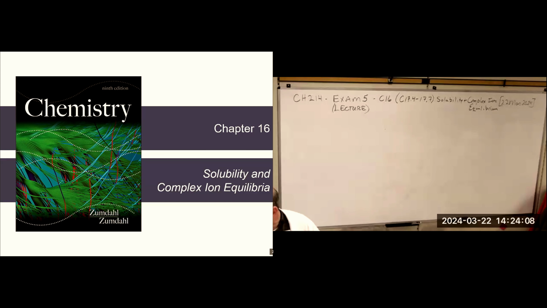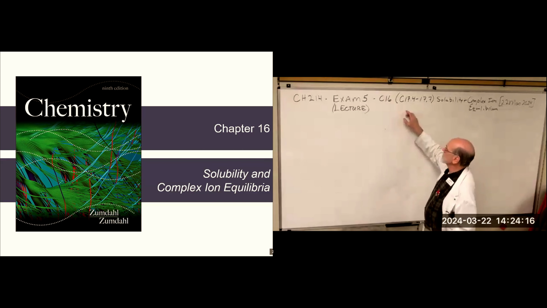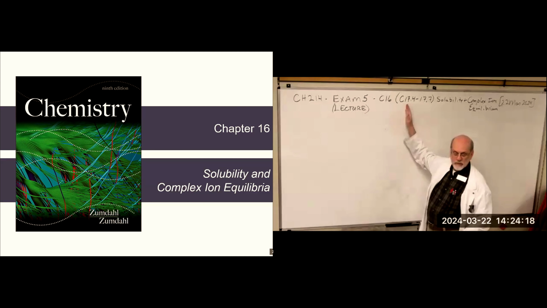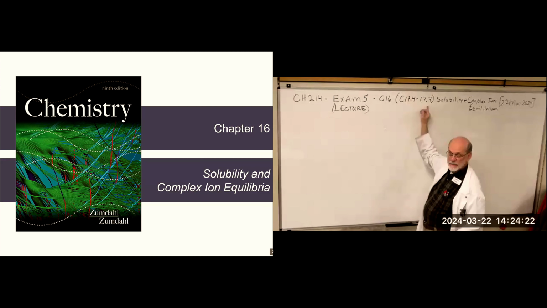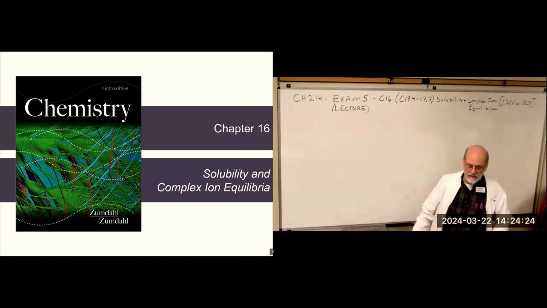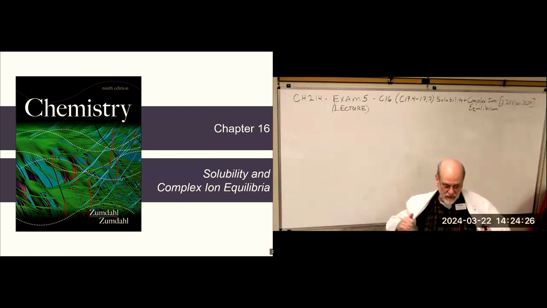Now, in your textbook, what we're going to cover today is covered in chapter 17. The acids and bases, we went up to 17.3 in your textbook. And now we're going to, I think this finishes that chapter. We talk about solubility and complex ion equilibrium.